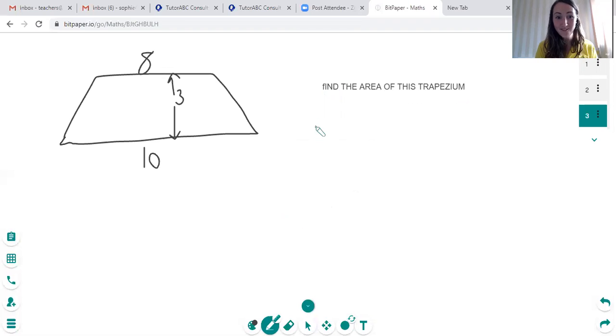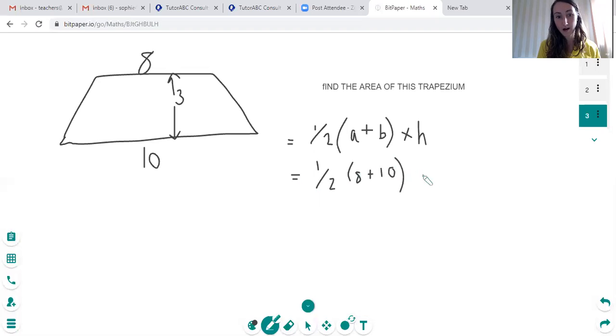So, first thing we're going to write down is the area of a trapezium is a half (a plus b), and just remember a and b are my lengths, times by my height. So we've got the average of my top and my bottom times by my height. So we've got a half of 8 plus 10 times my height, which is 3.